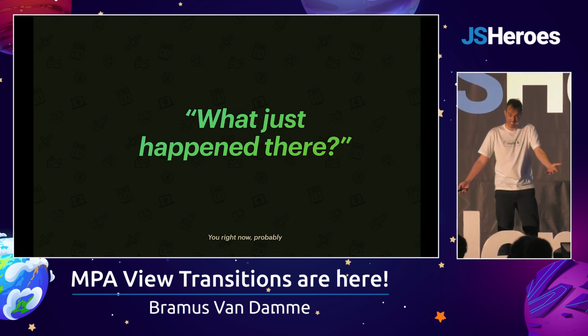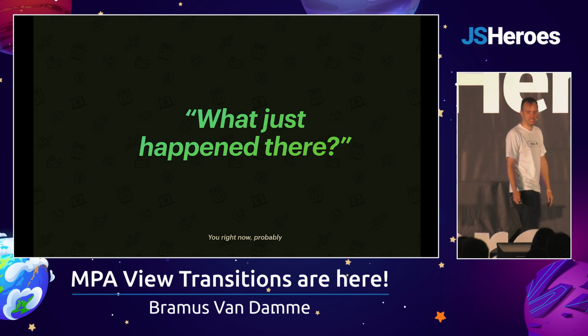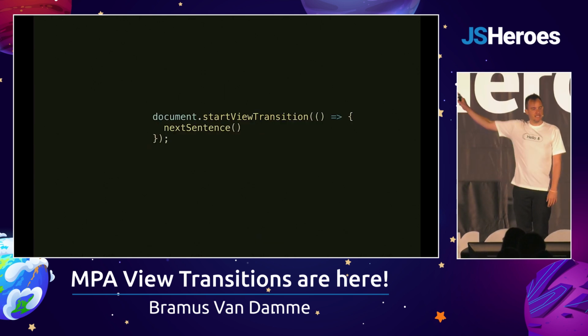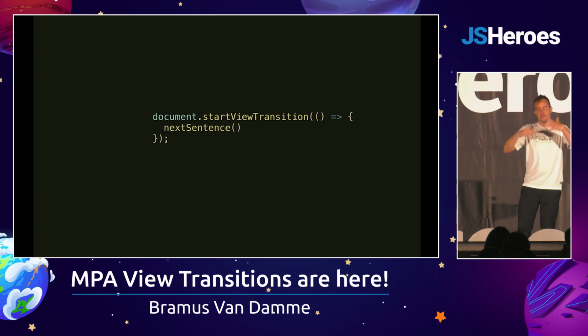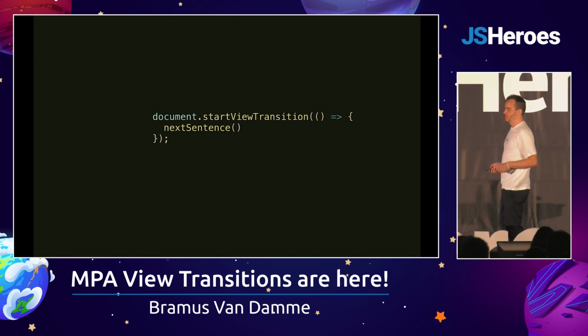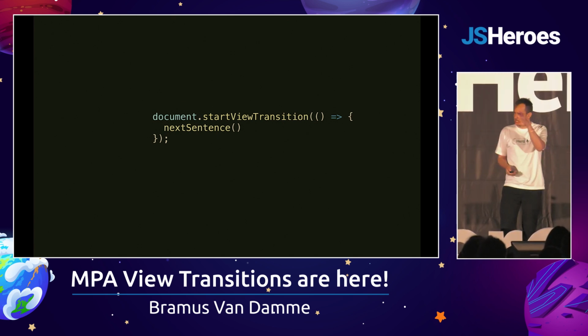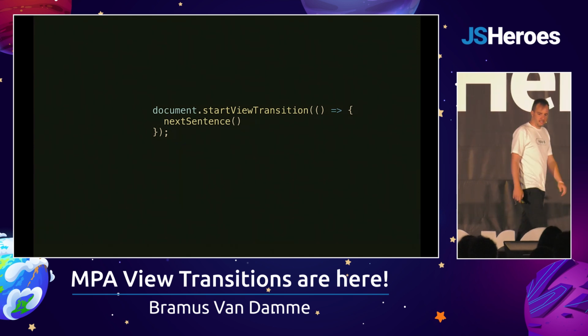Yeah, basically that's it. You just add the call and magic happens. This is the key code that we're calling, right? We're calling document.startViewTransition, and then the DOM updates by that next sentence thing in there. So let's take a look at what exactly happens right there. Let's zoom in a bit.